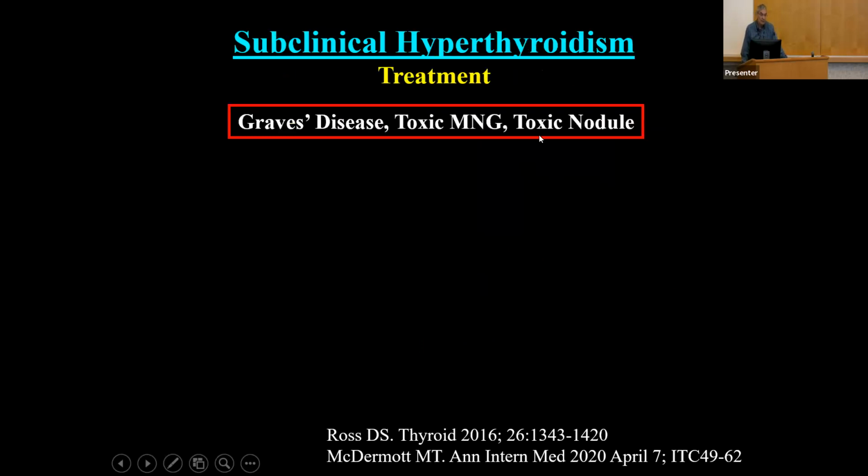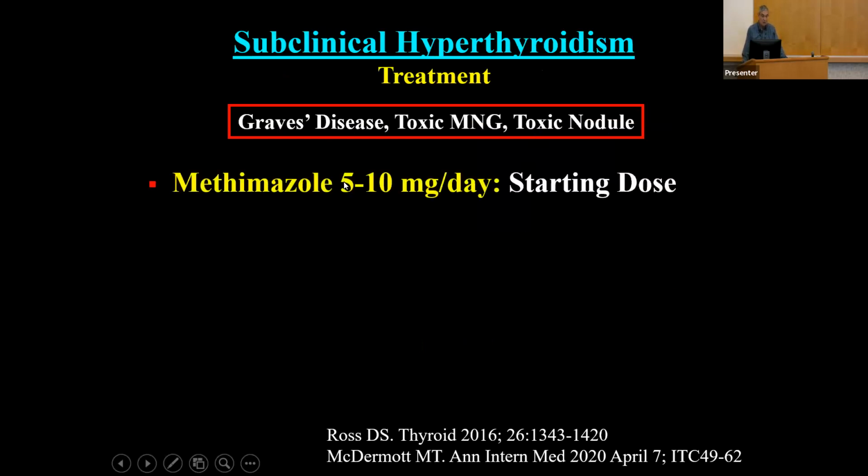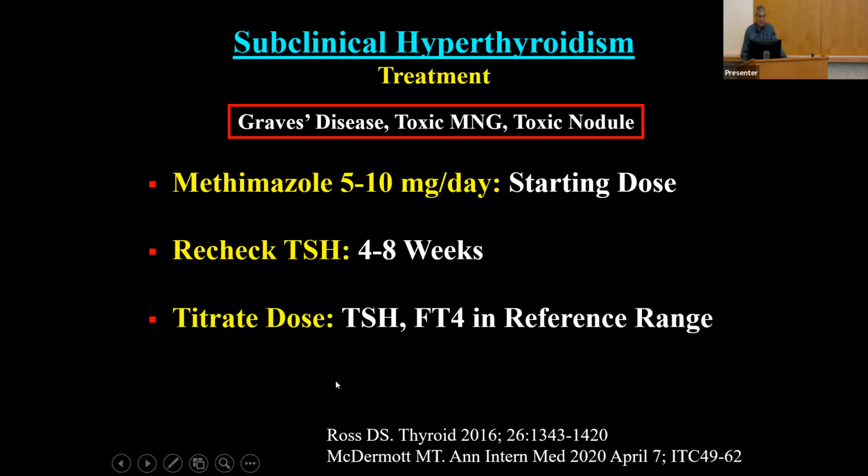So how would we treat these types of thyrotoxicosis if they're just subclinical? Generally, methimazole, 5 or 10 milligrams a day. You may take 10 milligrams to get them to be euthyroid, but you're going to have to reduce to 5 milligrams once you achieve that. 5 is the usual maintenance dose. Recheck their TSH in 4 to 8 weeks, and then titrate the dose until the TSH and free T4 are in the reference range.